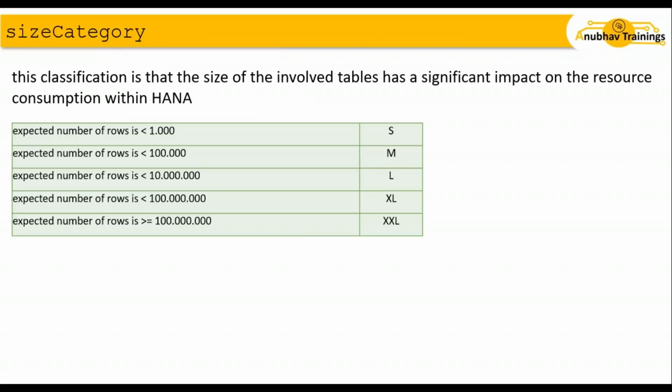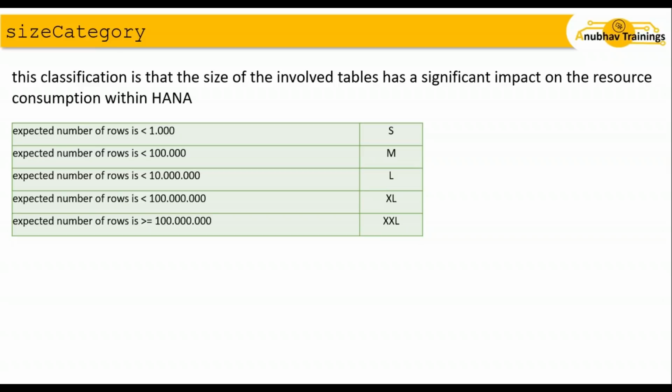Now, next comes your size category. The size category is basically a classification that the size of the involved tables has a significant impact on the resource consumption within HANA. If you think the database table you've used in the CDS has fewer than 1000 records, give the size category as S, and HANA will treat it accordingly. If you give a size category, let's say XL, then HANA will allocate more resources to your execution so that it can be processed much faster. And if you give S, you are telling HANA that you don't have many records in your table, probably 1000 to 2000 records.